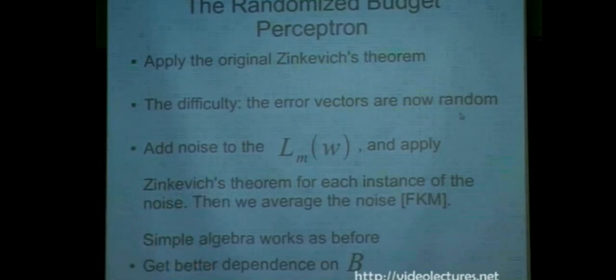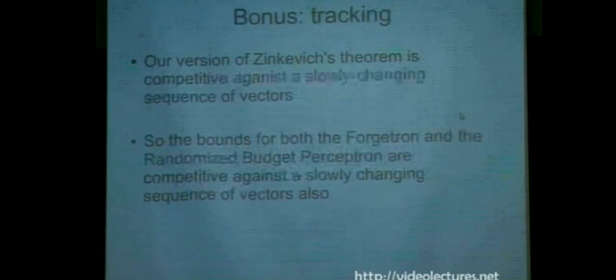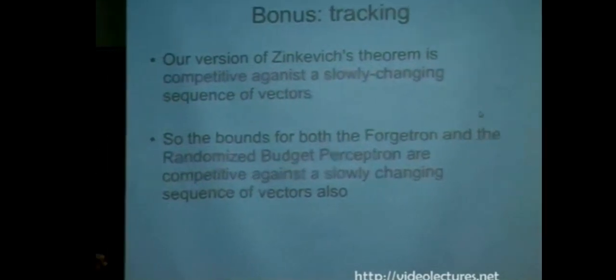And finally, I will say one last point. Zinkevich theorem also has a variant for tracking. In other words, Zinkevich theorem is not only competitive against a fixed vector, but it's also competitive against a sequence of slowly changing vectors. So if you say, I want my algorithm to perform as well as something which changes, as long as the change is not very large and the learning rate is not very small, then we will also get a regret bound. And the proof is also very easy. We just take Zinkevich theorem and look at the proof, and we add some terms, and it all works out. No thinking is required. We just do a straightforward derivation.